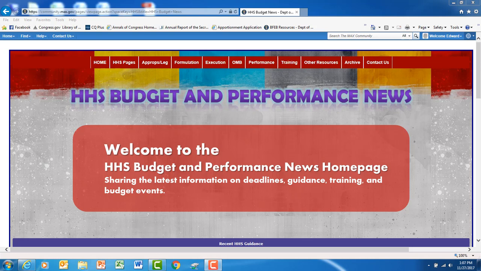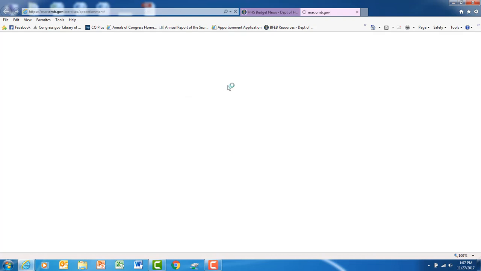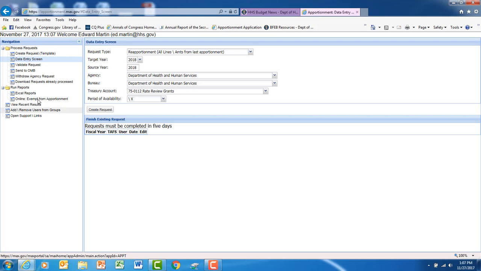If you would prefer to focus only on warrants for your accounts, and you have access to the OMB Max apportionment application, you could use the Treasury Warrant report in that application. So starting at the HHS Budget and Performance News page, if you go to Execution Apportionment System, click on the Excel Reports icon in the Run Reports portion of the navigation pane.